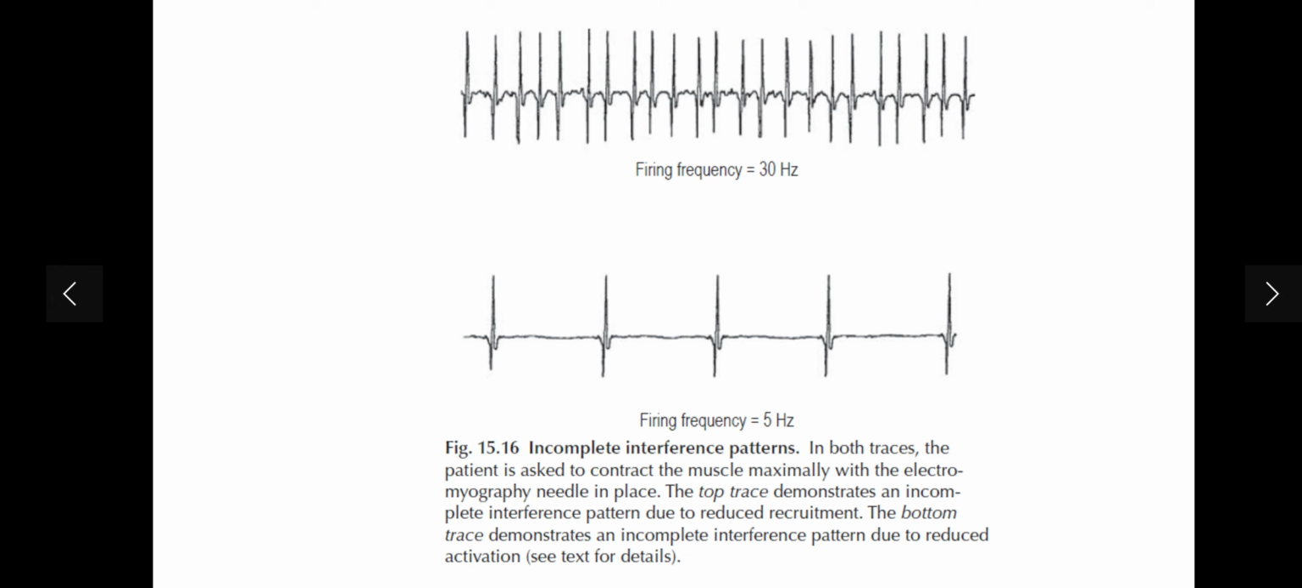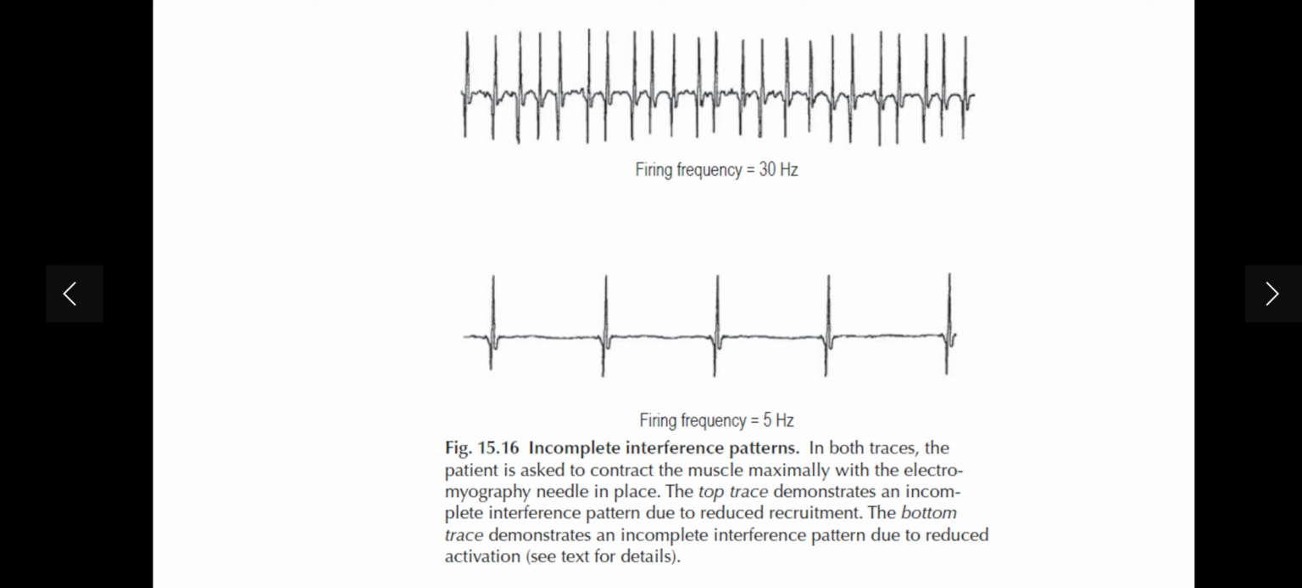And like we said, the ratio for the recruitment should be about 5 to 1. So if one motor unit is firing at a frequency of 30 hertz, you definitely expect other motor units to fire. But here you can only see one motor unit firing. So this means the number of available motor units is reduced. This is reduced recruitment, because you are not recruiting enough motor units. It's just one motor unit firing very fast.